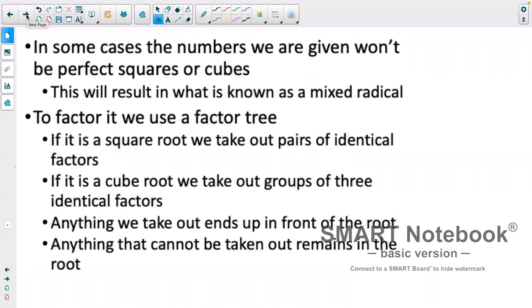And to come up with our mixed radical, what we will do is create a factor tree. And then once we have our factor tree, if it's a square root, we'll look for groups of 2 identical numbers. Or if it's a cube root, groups of 3 identical numbers. For each of these groups, we will take that number and put it in front of our radical as our coefficient. Anything that does not form a group stays inside our radical.